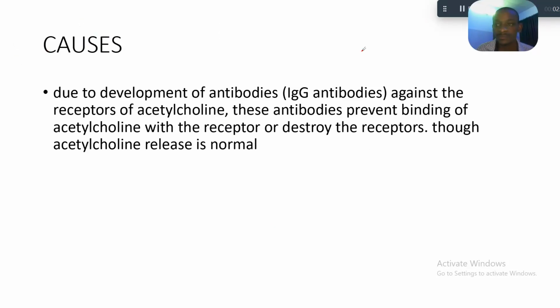Next, what are the causes of myasthenia gravis? This is due to the development of antibodies, that is IgG antibodies against the receptors of acetylcholine. These antibodies prevent the binding of acetylcholine with the receptor, or destroy the receptors. The release of acetylcholine is normal, but the antibodies will prevent it from binding to the receptor or destroy the receptors completely.